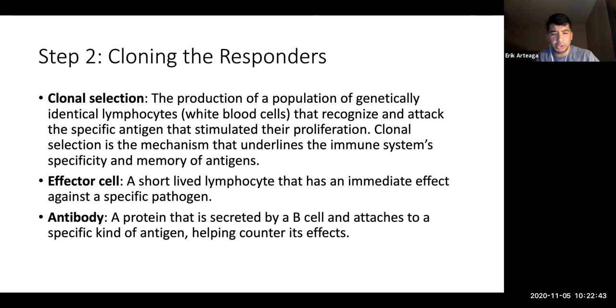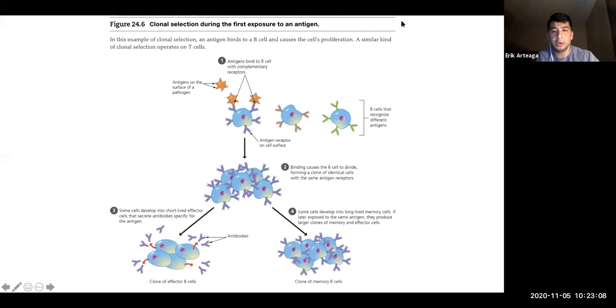You have an antibody, which is a protein that is secreted in a B cell and attaches to a specific kind of antigen, helping counter its effects. Essentially, an antibody is made up of protein that just binds to other organisms or pathogens or antigens. So it can even be a virus. It'll bind to the virus and essentially stop that virus from working properly.